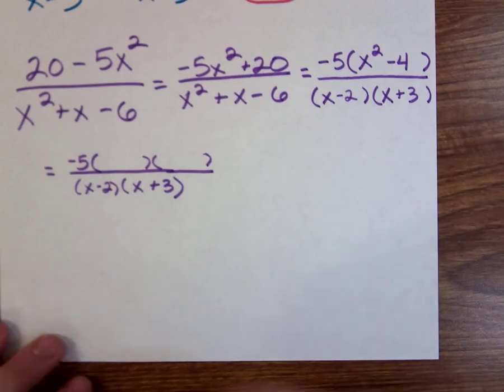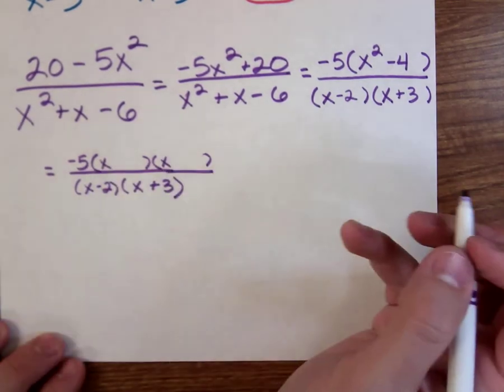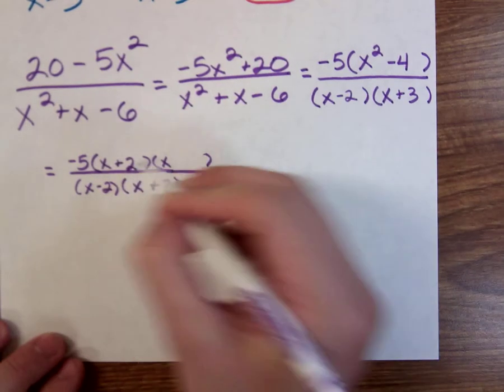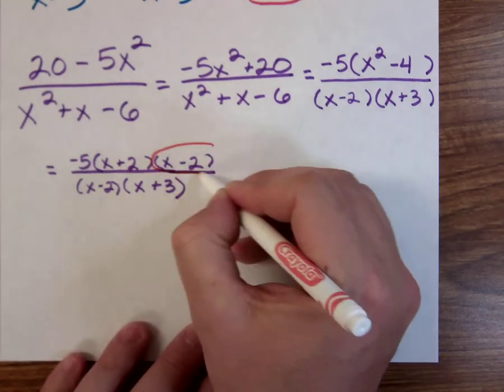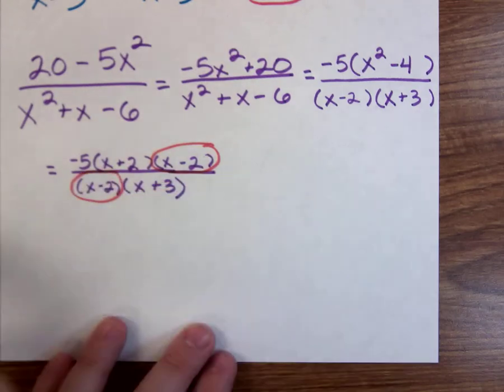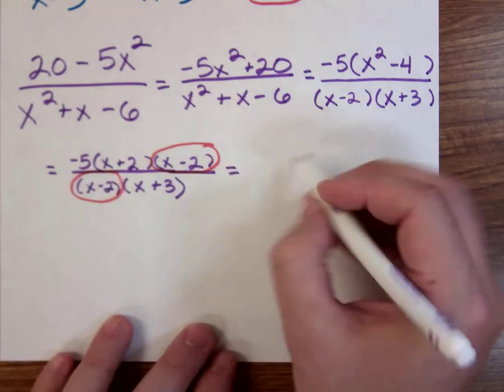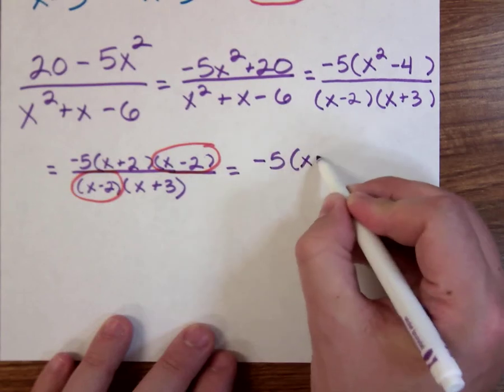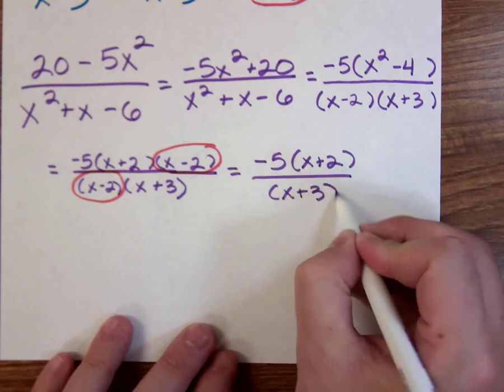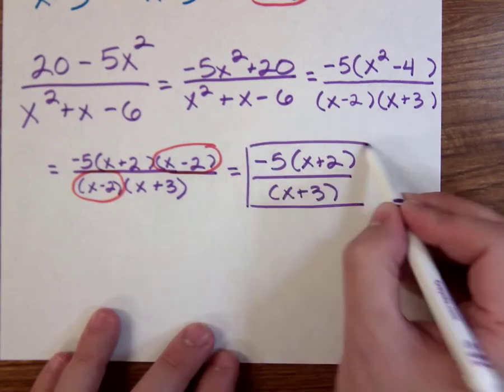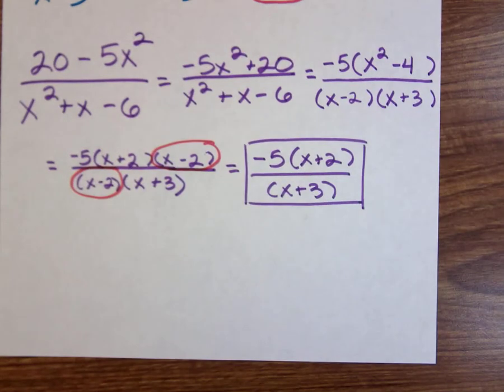What can x squared minus 4 factor into? X plus 4 and x minus 4? How about plus 2 and minus 2? Yes. Do you see anything that can reduce now? Mm-hmm. There's an x minus 2 on top and an x minus 2 on bottom. Those can cancel. So on the top I have negative 5, x plus 2. And on the bottom I have x plus 3. Nothing there can cancel or factor. So that is the answer.